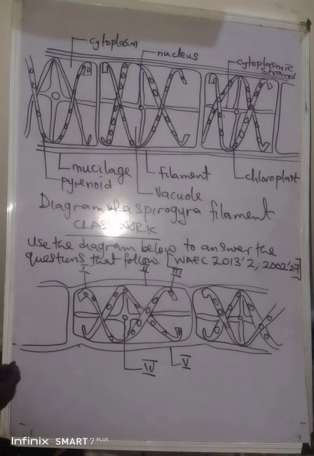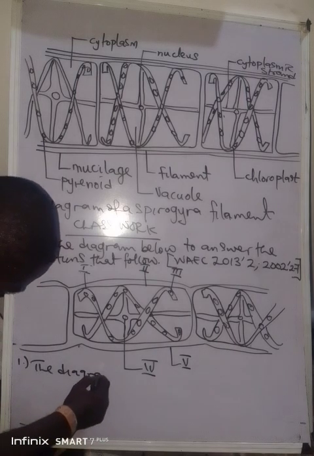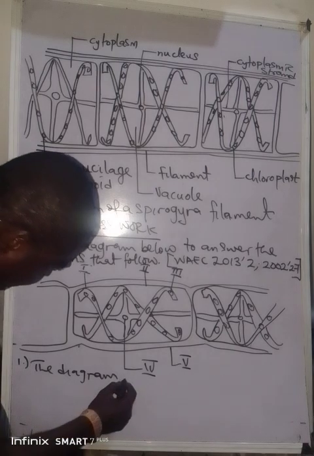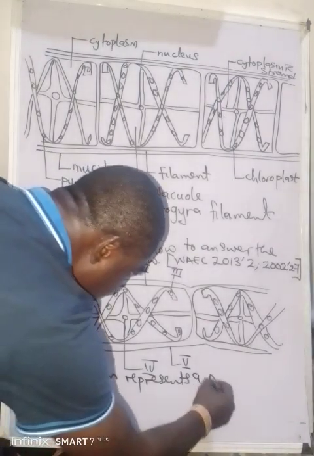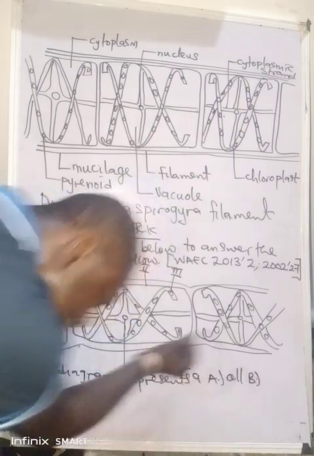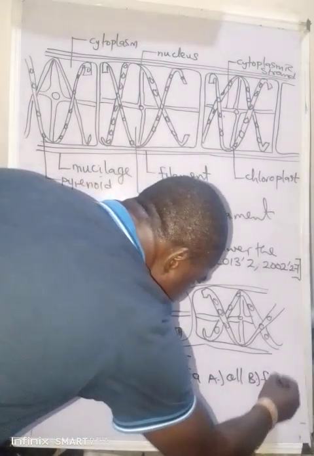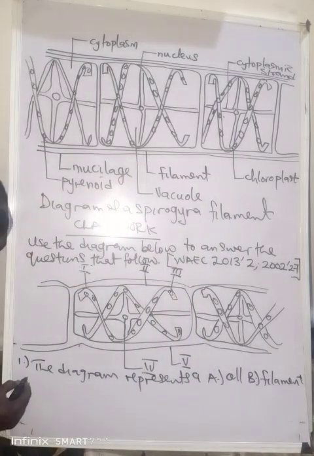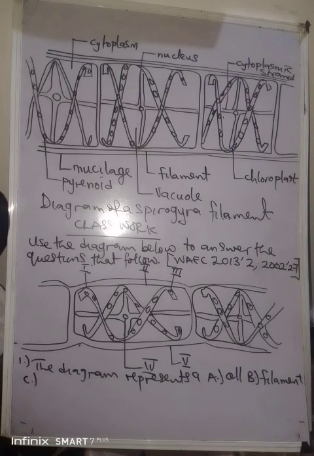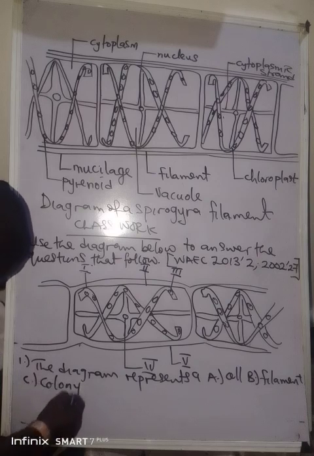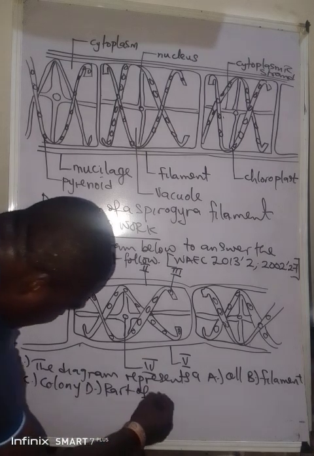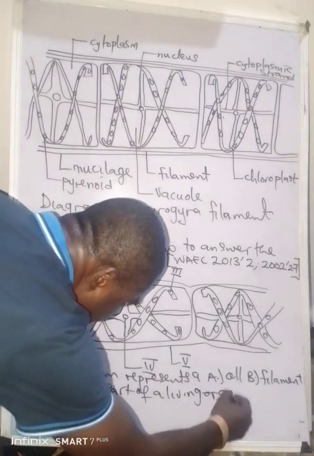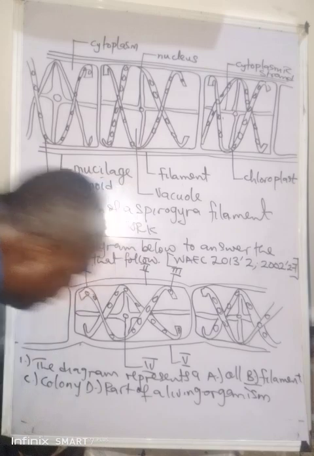Question 1, they said the diagram represents A, cell, B, filament, C, colony, and D, part of a living organism. What did you say is your answer? Filament. Correct. You are very correct.